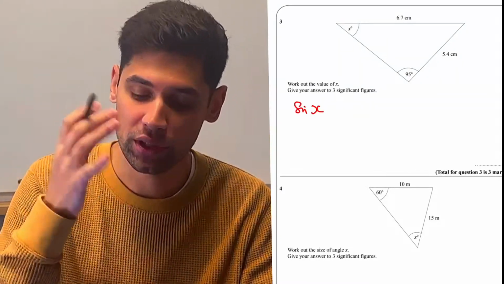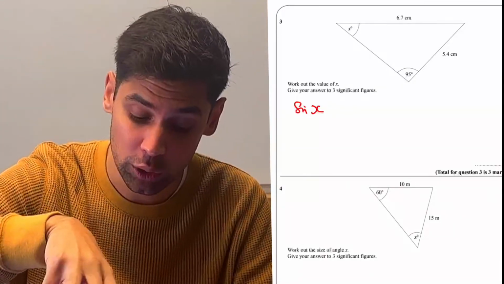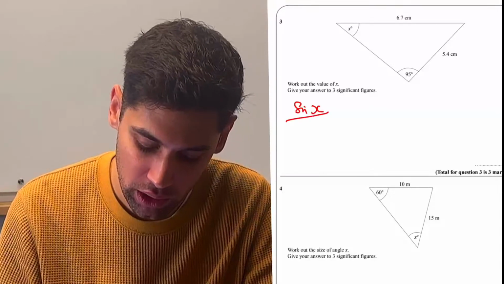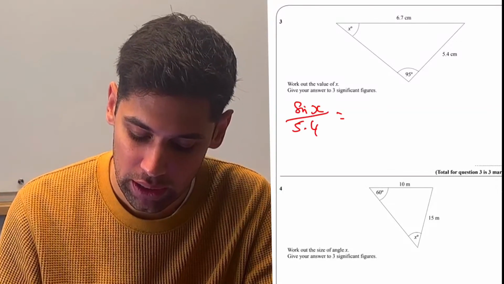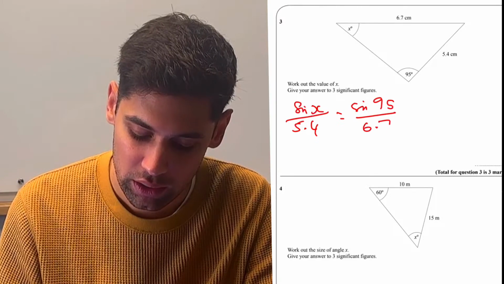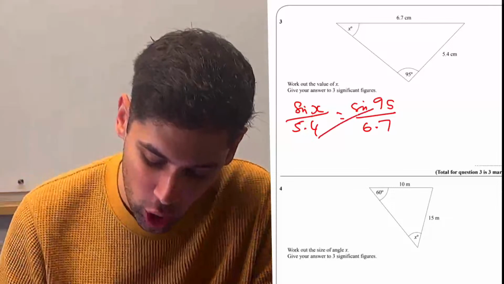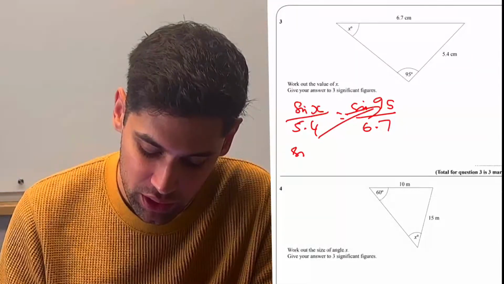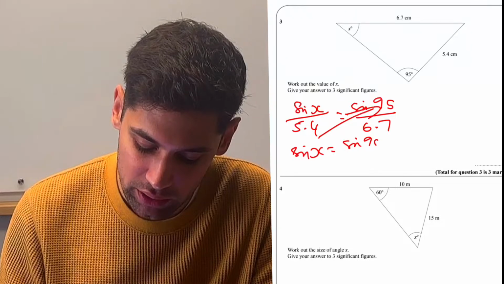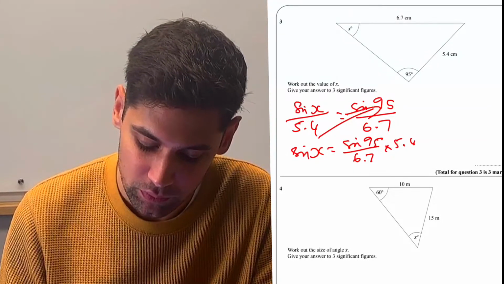Now remember, the sine, cos, tan, whatever it may be, affects angles only. So it's always sine angle, cos angle. Sine x over 5.4 equals sine 95 over 6.7. Shove that 5.4 over to the other side. We're going to have sine x equals sine 95 over 6.7 times 5.4.